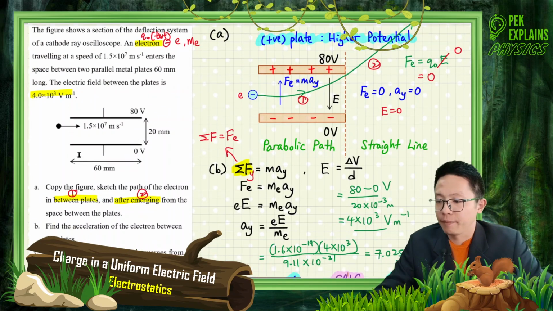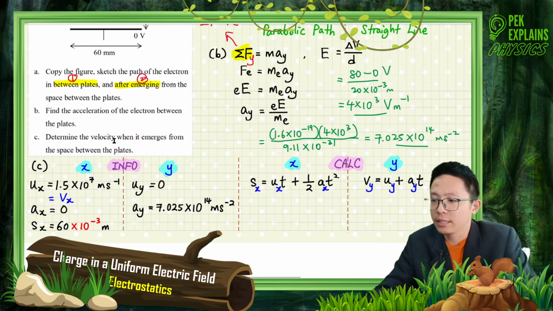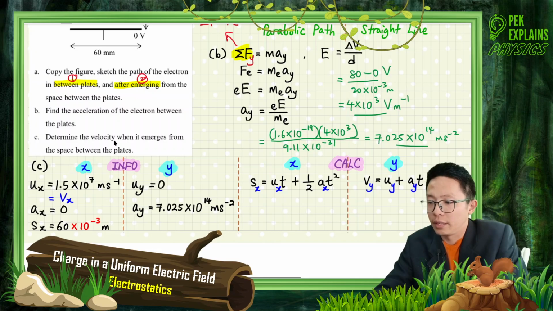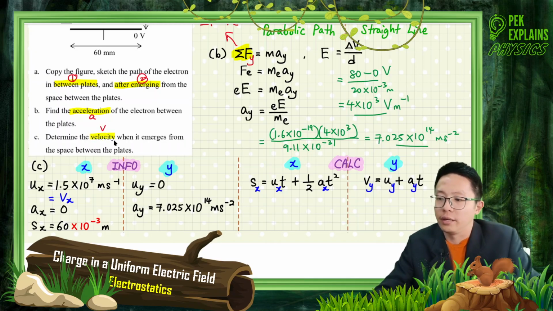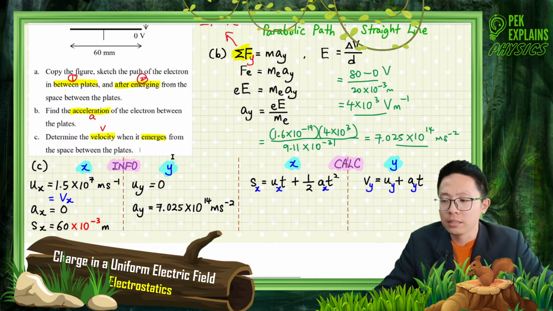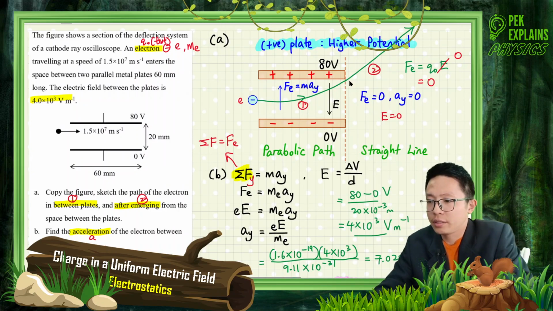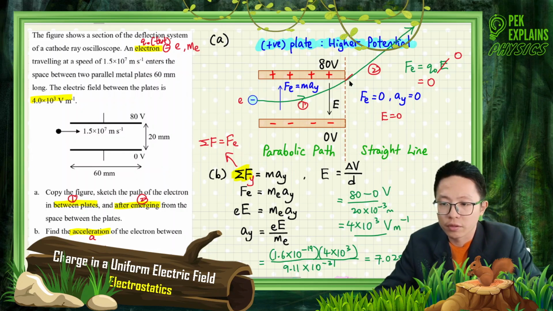Now, lastly, determine the velocity. Just now I already got the acceleration. Now the question asks for velocity. If you look at when it emerges from the space between, that means velocity final. As you can see, the question asks for velocity when it emerges. That means velocity over here.